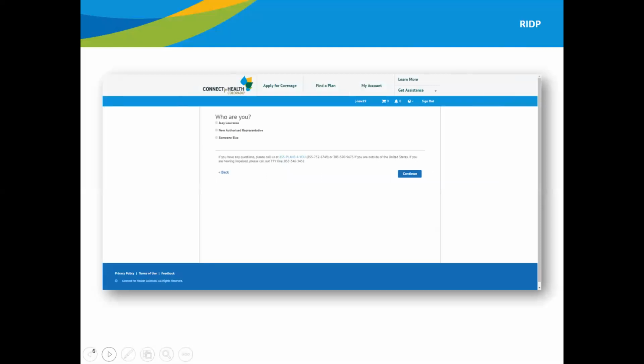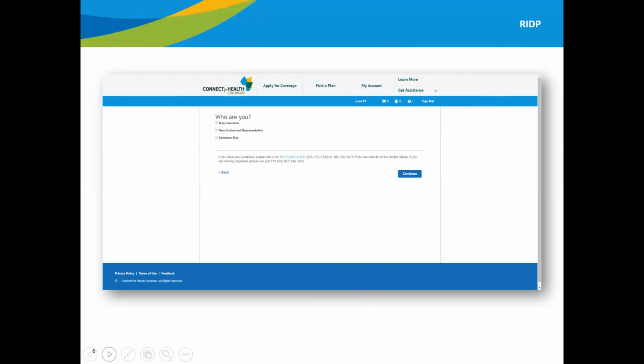So when an individual creates an account, once they jump into the application, they'll come to this screen, the Who Are You screen. You'll have the customer's name listed there as the top selection, followed by the selection for new authorized representative. This is not a broker or an agent or an assister who is filling out the application on behalf of the customer. This is for somebody who has a legal designation as an authorized representative, typically somebody who has power of attorney to assist the individual who is filling out the application. Someone else: this option is for individuals who are also included on the application but may not have been the individual who created the account.